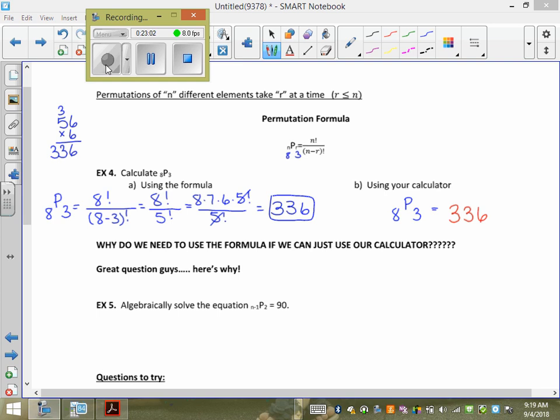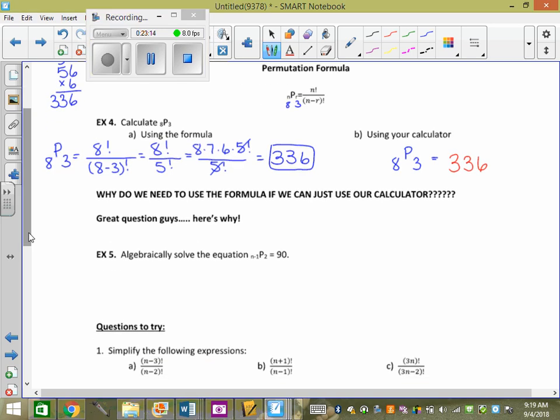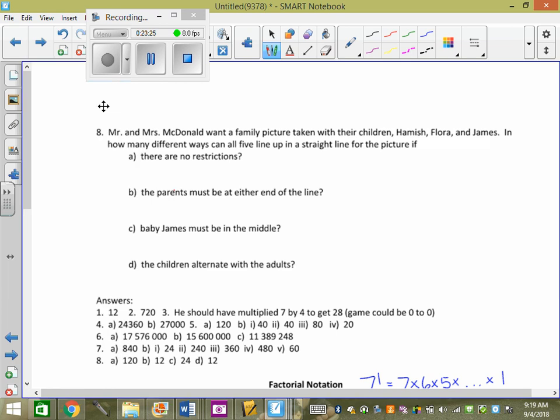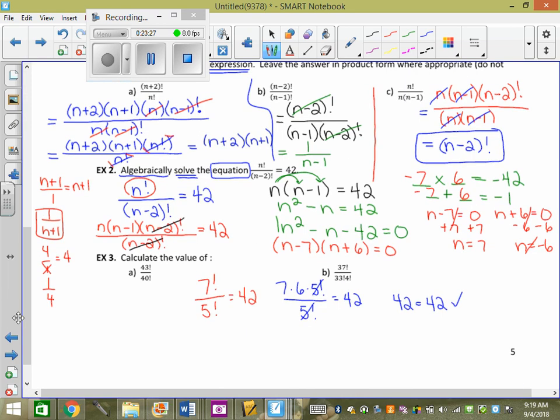Okay, why do we need to use the formula if we can just use our calculator? Capitals, whole bunch of question marks, because that's what's in people's heads. Great question, guys. Here's why. n minus 1 P 2 equals 90. This is exactly like we set up with that other one, correct? The other one on the previous page that we did was this one. This was already the nPr formula filled in. It just filled the formula in for us. You didn't know it was an nPr formula. You just looked at it and said, I need to expand it, right?